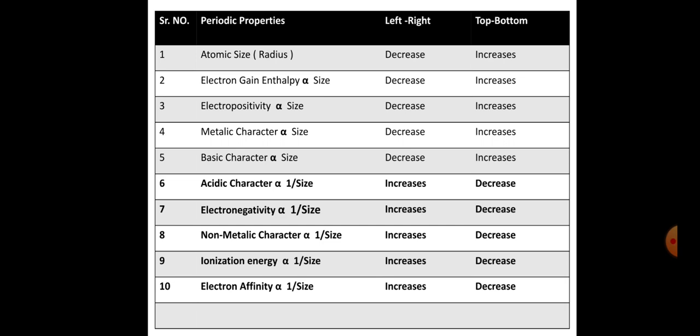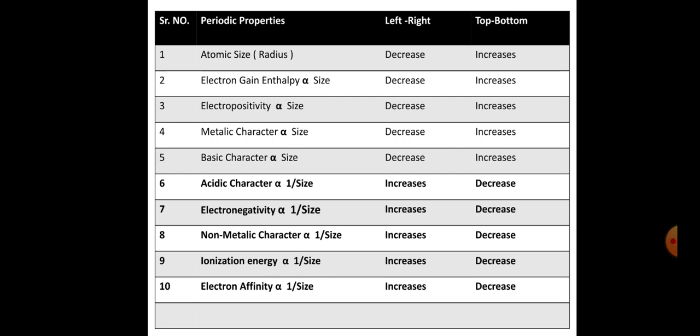So this follows: as size decreases, less energy is required, but as size increases, more energy. Next is electropositivity. Electropositivity is the tendency to donate an electron. As I said, the bigger the size, the greater the tendency, and the smaller the size, the lesser the tendency to donate an electron. So it decreases from left to right and increases from top to bottom.